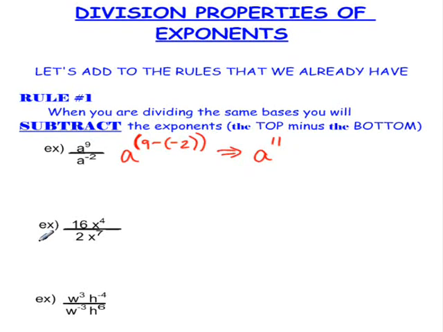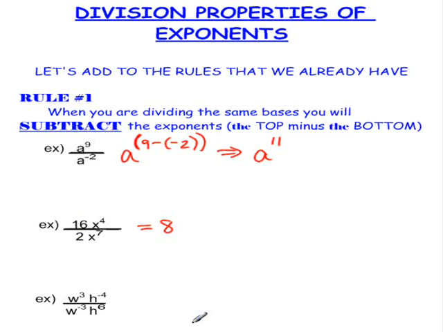Let's look again. Not only will we have bases and powers, but we still got regular numbers coming along. We've dealt with division of regular numbers, so let's bring those into play here. We have 16x to the 4th over 2x to the 7th. Let's take it one thing at a time. Let's deal with just our regular numbers first. We have 16 divided by 2. 16 divided by 2 is 8.